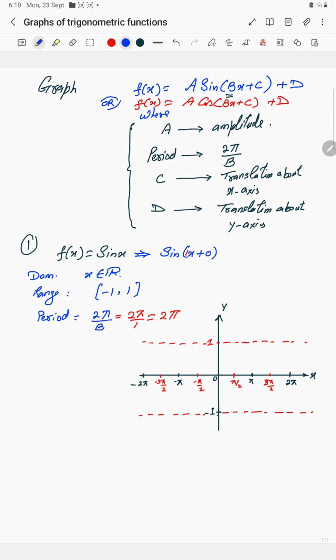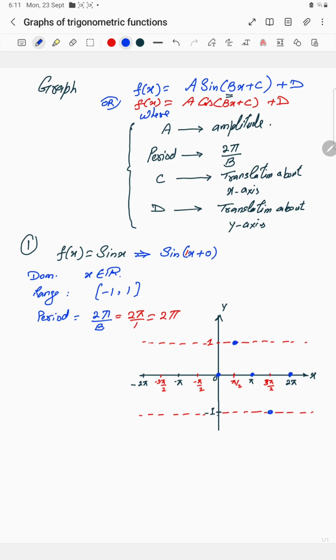Let's see now. When we replace x with 0 here, sine 0 is 0. And second, at pi by 2, sine pi by 2 is 1, so it will be here. And sine pi is 0. We can calculate it; you know, pi is equal to 180 degrees. Pi is in radian measure, but it can be asked in degrees as well. So sine of 3 pi by 2 is minus 1, so it will be here.